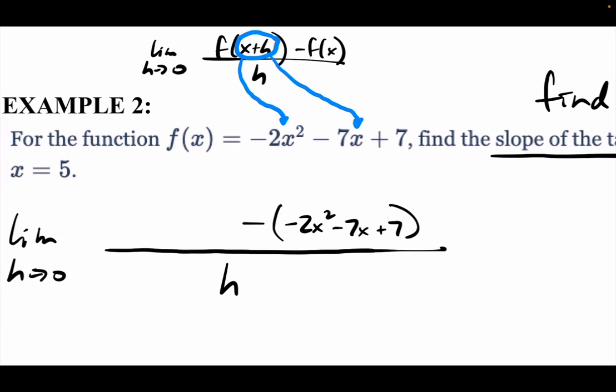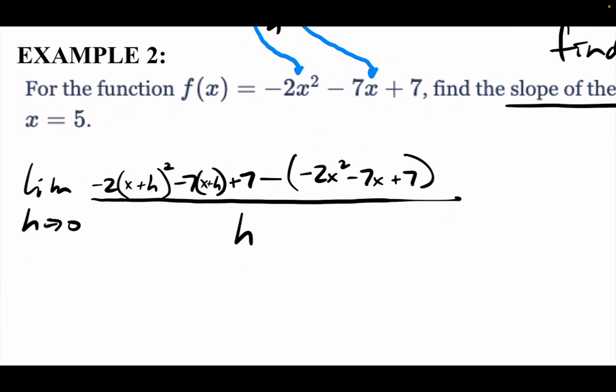Negative 2, parentheses, squared, minus 7, parentheses, plus 7. What do I put inside those parentheses? X plus h. X plus h. Calculus is done for right now. We'll come back to it in a second at the end.